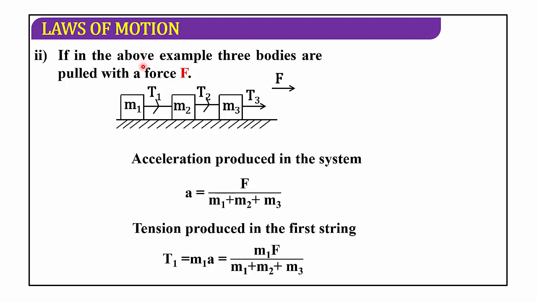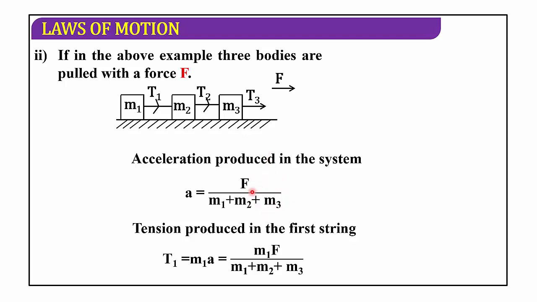Now, second case, if in the above example, three bodies are pulled with the force F. Instead of two bodies, I considered three bodies, M1, M2, M3. All these three bodies are connected with the help of a string and we applied force in this direction. How to write the equation? Acceleration produced in the system is A equal to F divided by M1 plus M2 plus M3.